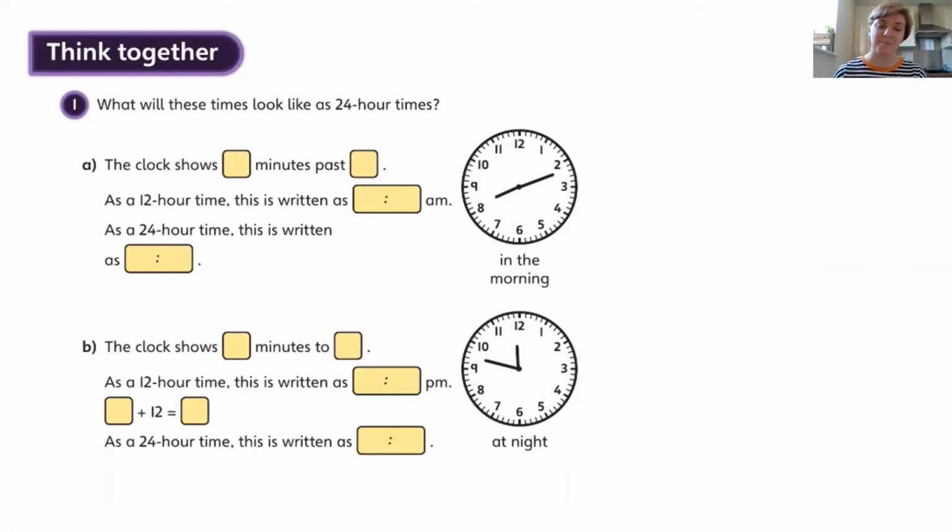Okay, think together. So your question is, what will these times look like as 24-hour times? So you have the clocks here, which show what time it is, as well as whether it is in the morning or at night. You need to read the clock to show what time it is, write it as a 12-hour time with AM or PM, and then convert it to 24-hour time. Okay, have a go.